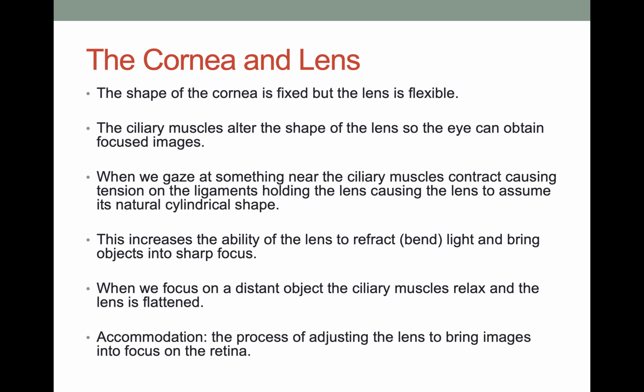The shape of the cornea is fixed, but the lens is flexible. Muscles alter the shape so the eye can obtain focused images. The curvature of the cornea and lens causes images to be focused on the inner surface of the back of the eye.